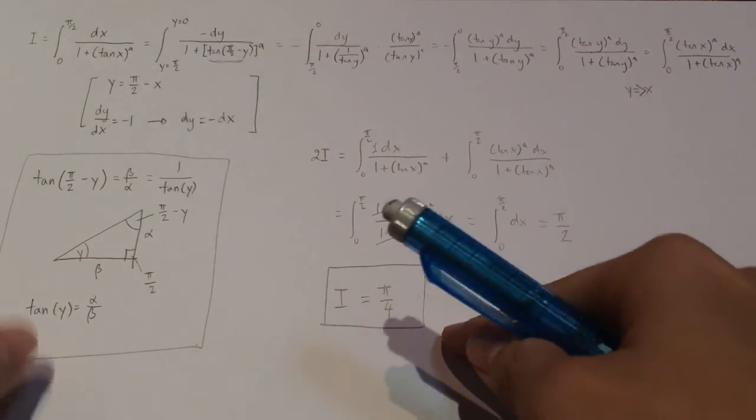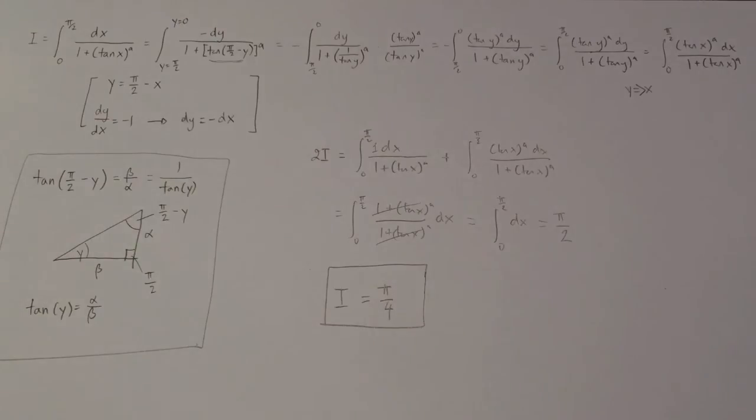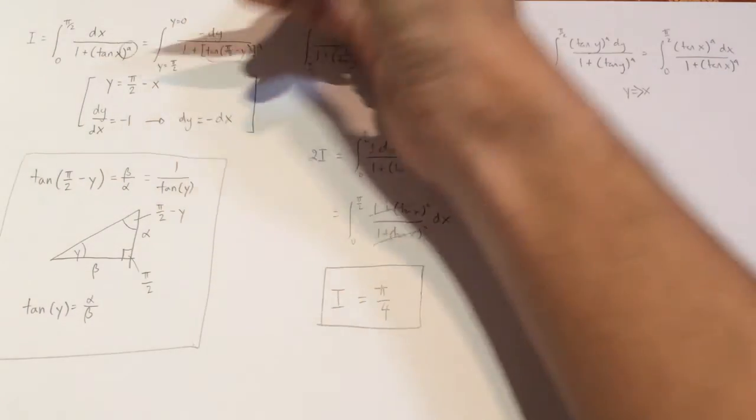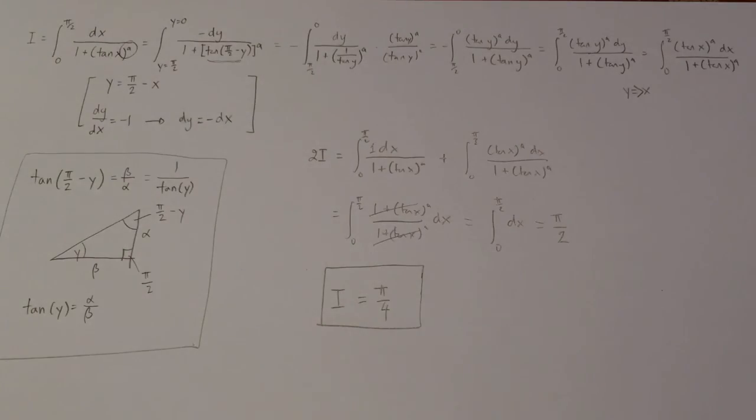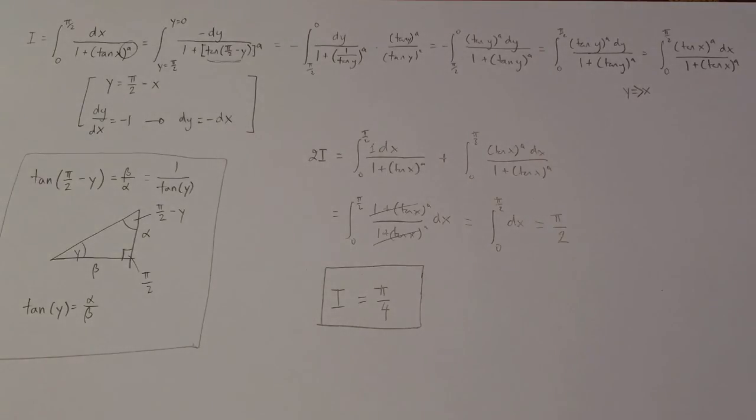And so there we have it. This integral that we wanted to evaluate does in fact equal pi over 4. And it doesn't actually matter what our power a is. So if a equals the square root of 2, as I set out originally, the integral will still equal pi over 4.